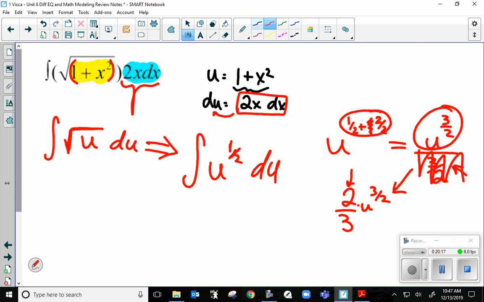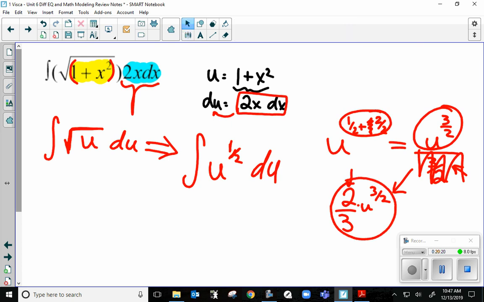So let's take this and apply it. So I'm going to integrate this.